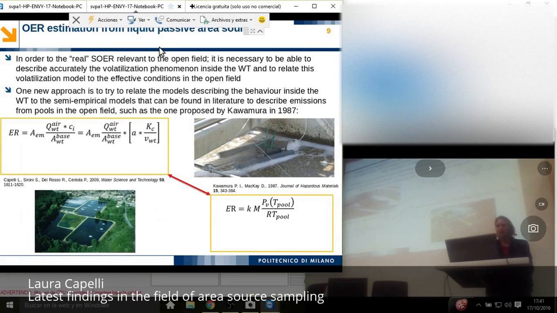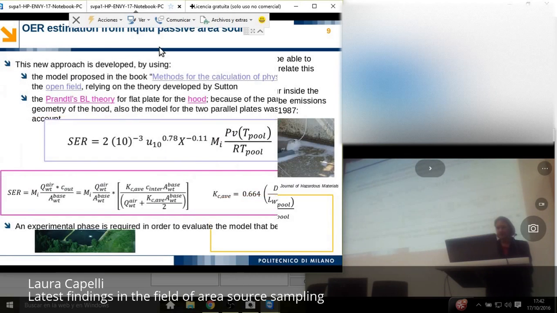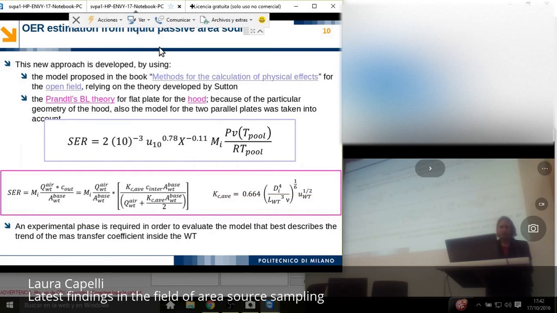There are some models, like the one proposed by Kawamura, that gives you the emission rate from an open pool as a function of the wind velocity at 10 meters. And our idea was to combine these two models. The models that we chose are those two.